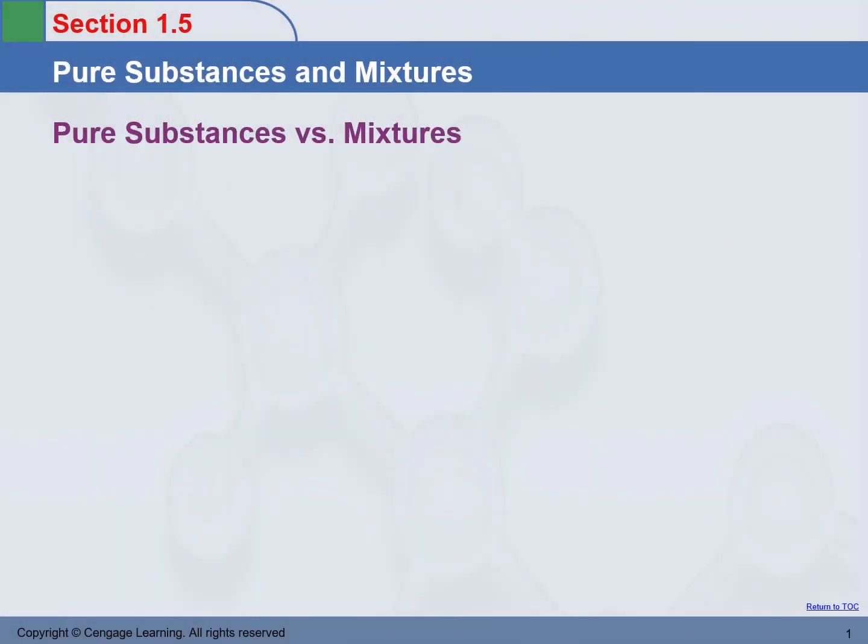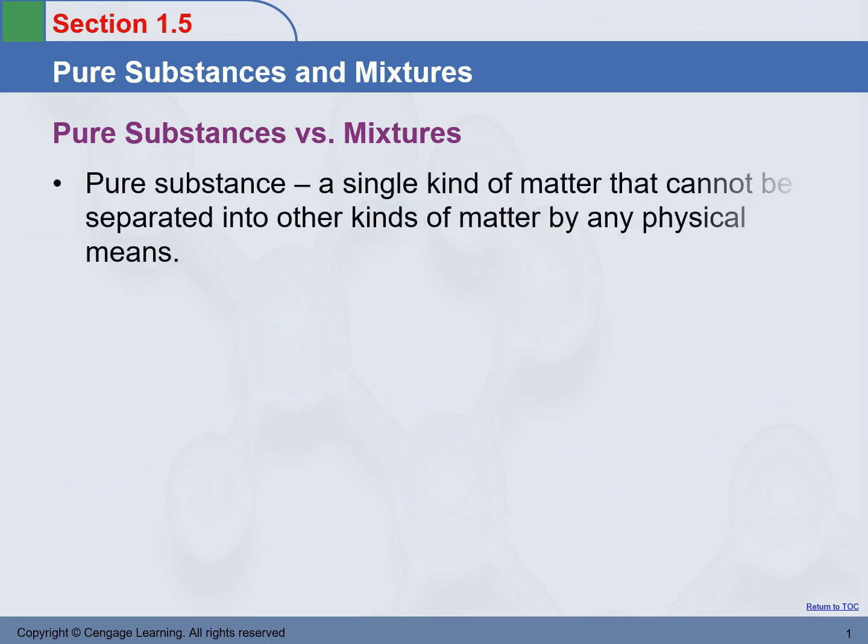Now let's talk about the classification of matter. Matter is classified into two categories, pure substances and mixtures. A pure substance is a single matter that cannot be separated into other kinds of matter by physical means.